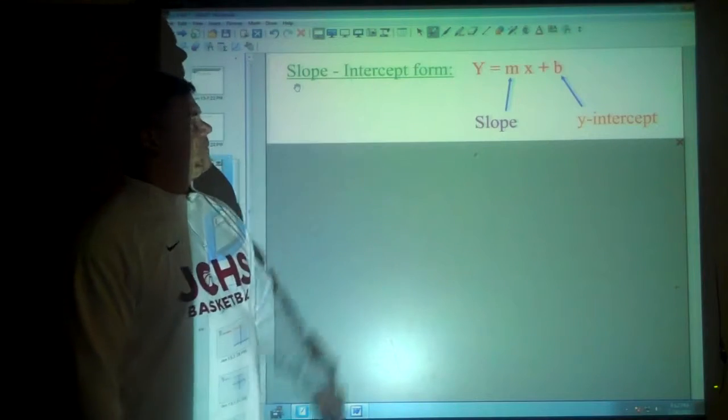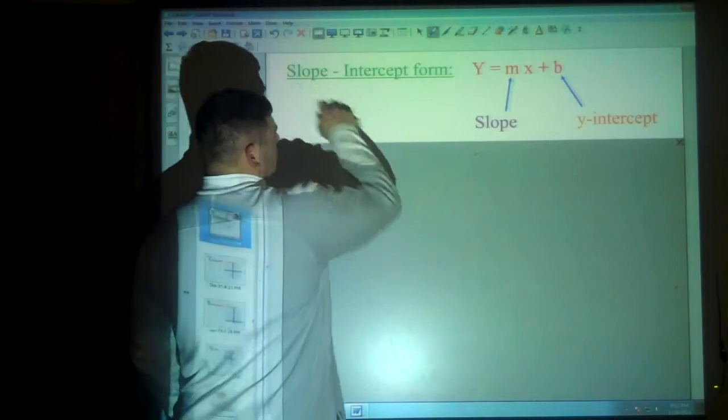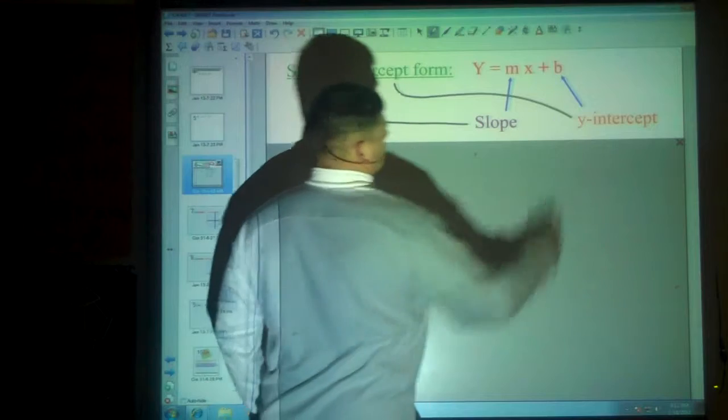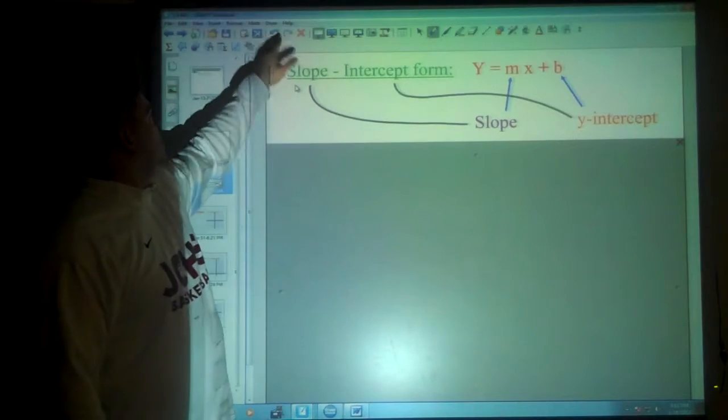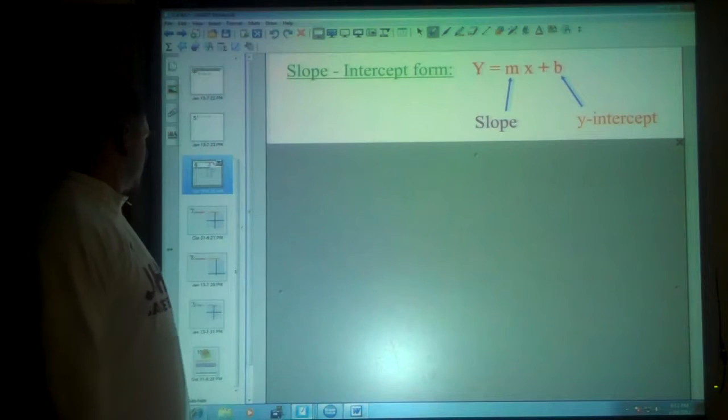It's called slope-intercept form for a reason, because these are the two pieces that it's made up of. A slope and a y-intercept. That's why they call it slope-intercept form. So that seems to make logical sense.